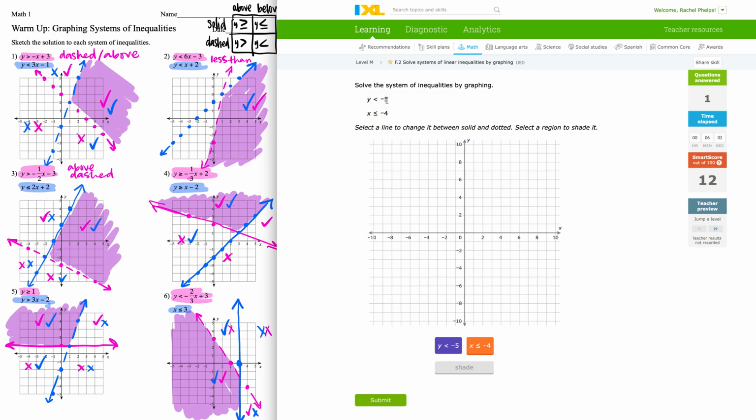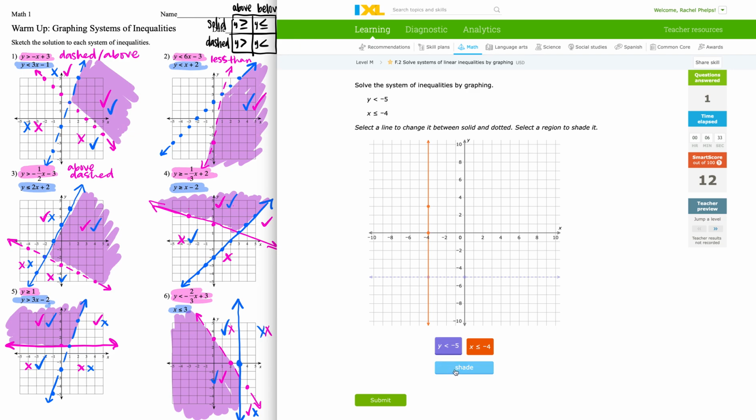Here we have a horizontal line. Y is, I'm going to think this is purple first, less than -5. So here's -5. It should be dotted, so we're going to have to click it. Whoops, I got rid of it. Okay. And x is less than or equal to -4. I know that means -4 is here. It's equal to, so it's solid. By the way, symbols are here.